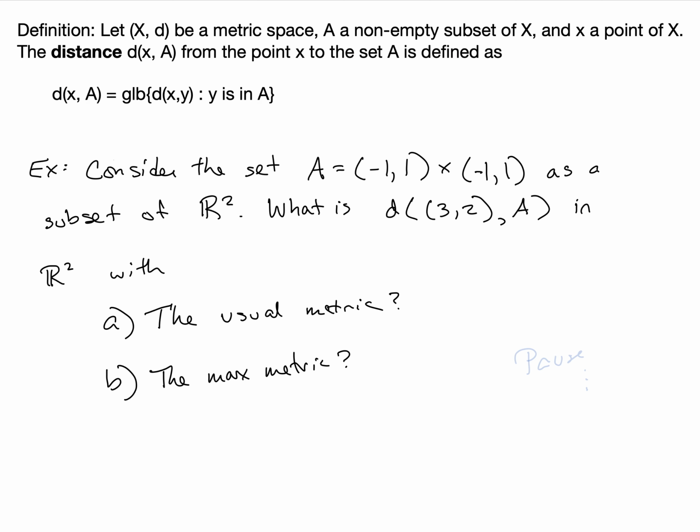So as an example, let's consider the set we looked at above. The open interval (-1, 1) crossed with the open interval (-1, 1) as a subset of R squared. Then what is the distance between the point (3, 2) and the set A in the Cartesian plane with part A, the usual metric, and part B, the max metric? So again, just pause and quickly think about that, draw that out on a piece of paper.